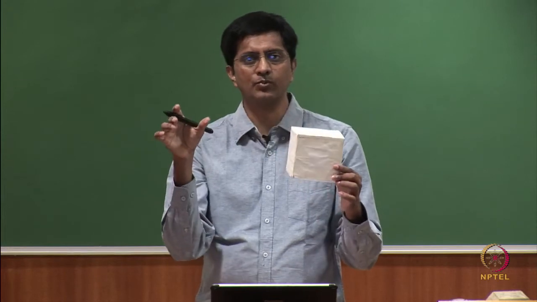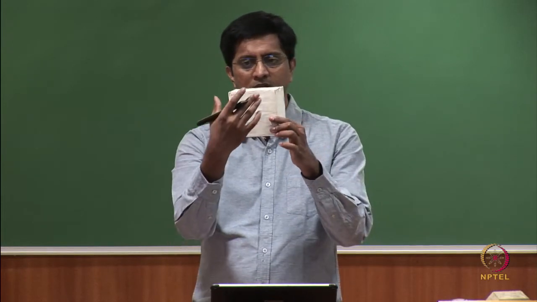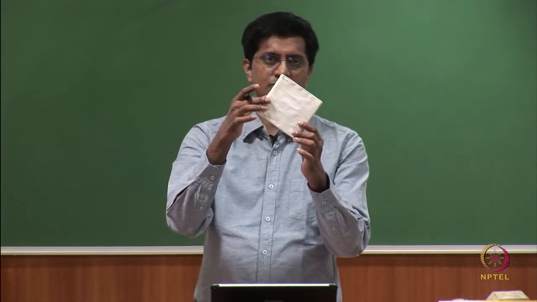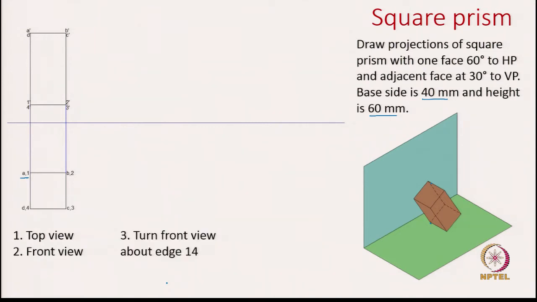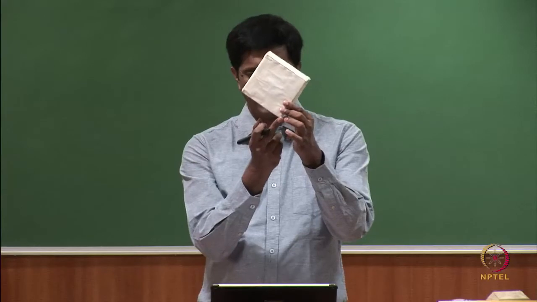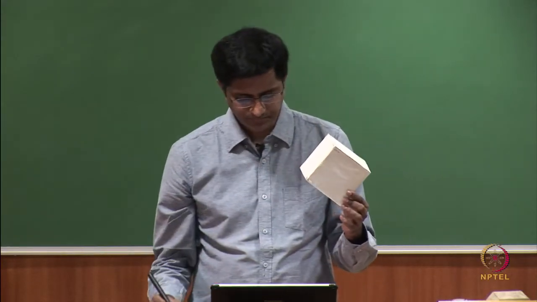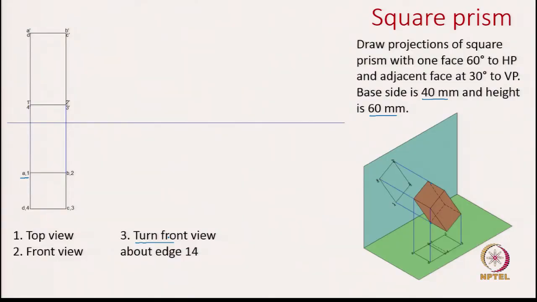So, it is like a rigid body rotation, which means the shape will remain the same, only the orientation of the shape will be different. So, let us capture that. We turn the front view, because the shape is the same, we simply turn it about this line 1, 4. So, I capture the front view.